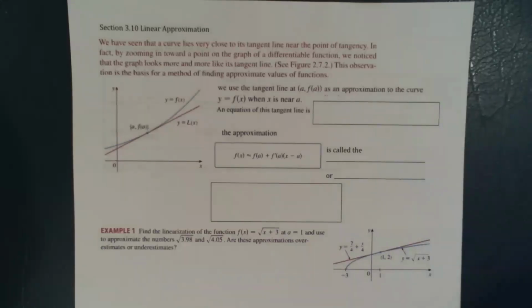Welcome back. This is the end of chapter 3. We have 2 more sections, and we're just going to do one example. This is a very short thing. What we're looking at for section 3.10 is what's called a linear approximation.